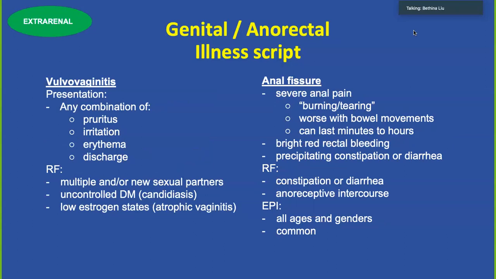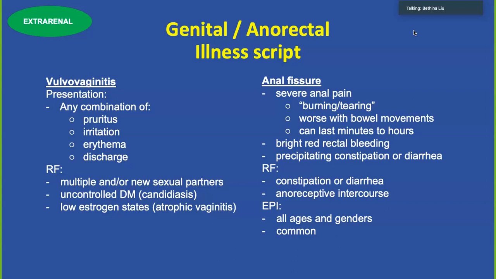So extrarenal causes of bloody urine also include vulvovaginitis, which can present with any combination of pruritus, irritation, erythema, and discharge. Risk factors include multiple and or new sexual partners, uncontrolled diabetes, which is associated with candidiasis, as well as low estrogen states, so in postmenopausal women, who may have atrophic vaginitis.